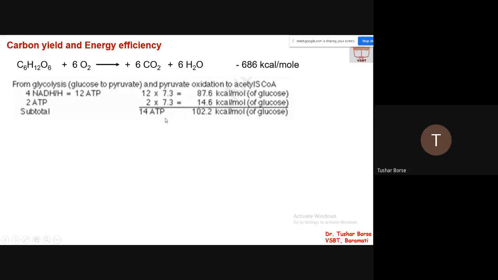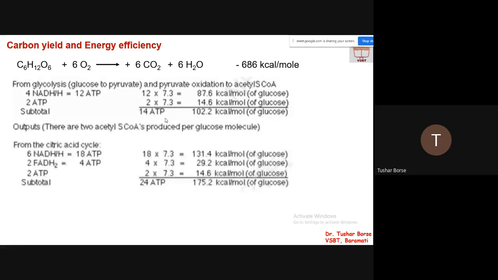Now further, if you go into the TCA cycle and the oxidative phosphorylation, what actually happens? From one glucose molecule, you are getting two pyruvate, two acetyl CoA. Now these two acetyl CoA are entering into the TCA cycle. When it undergoes the TCA cycle, we have the NADH and the FADH2 which are produced. We are also considering the GTP which is produced. So from 6 NADH you are getting 18 ATP. From 2 FADH2 you are getting 4 ATP, and those 2 GTP you can consider as 2 ATP. So if you do the calculation, the total is 24 ATP molecules formed from the two acetyl CoAs which are entering into the TCA cycle.